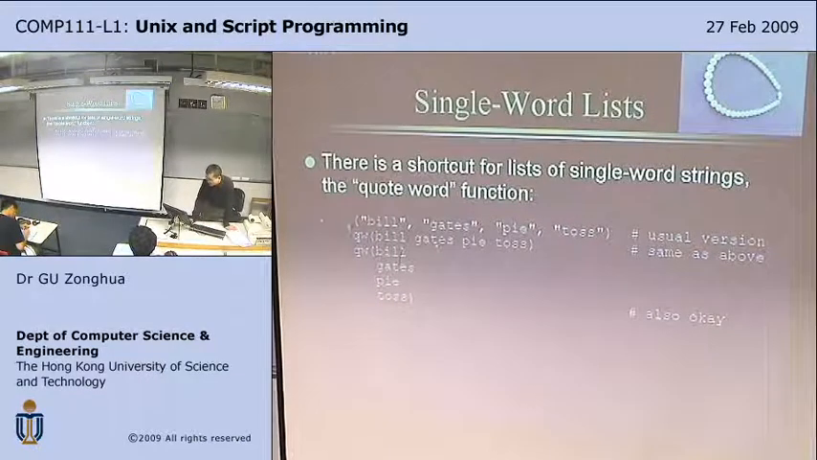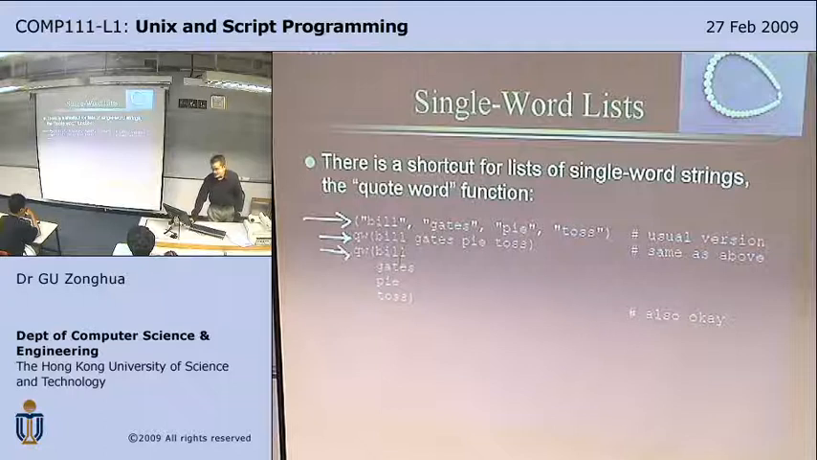So this is a list: Bill, Gates, pie, toss, with 4 single-word strings. You can use quote word, parentheses like this, and then it'll be equivalent to the above. Also, you can have new lines in the middle, and it will still be equivalent. This came from an incident where Bill Gates was giving a lecture, and someone placed a pie in his face. If you recall this incident, I think it was in the Netherlands.